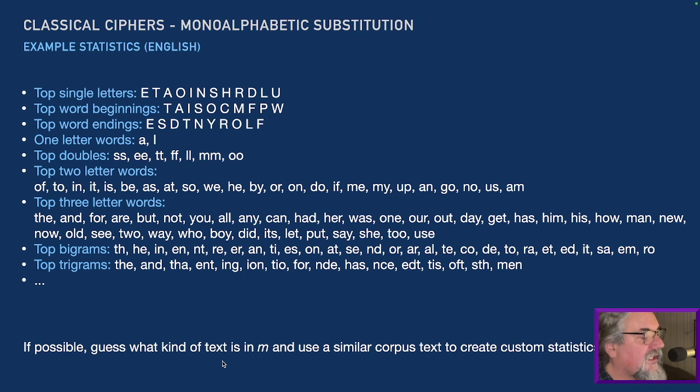If you know, for instance, what kind of text the clear text is, if it's a military text, then it might not be traditional English. The statistics might be a little bit different because military texts are usually more condensed and use fewer words. So if you want to be able to break military text with a higher probability, you might want to build custom statistics using corpus texts of military text. A corpus text is a text that is used to train the statistics.